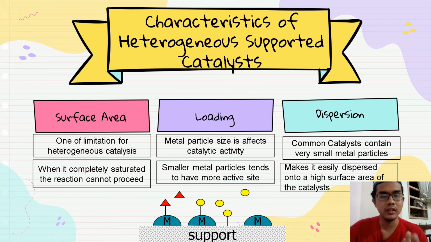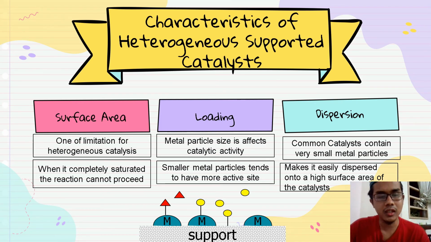So for surface area, as we can see on the slide, the surface area is the limiting factor for the heterogeneous supported catalyst. Why is surface area one of the limiting factors? Because once the surface is completely saturated with reactant molecules, the reaction cannot proceed until there is available space for a new reactant molecule to adsorb or attach to.